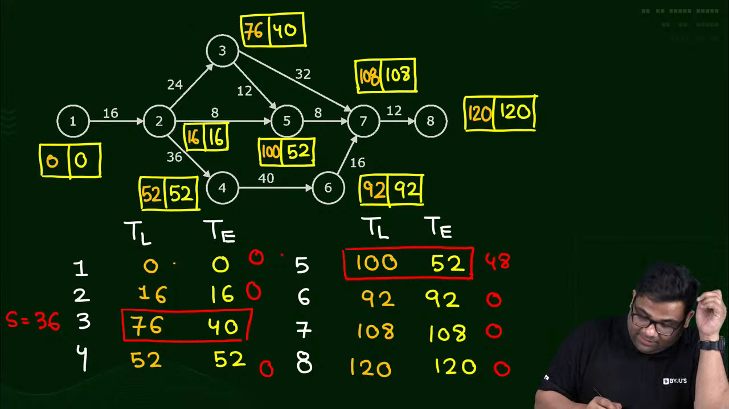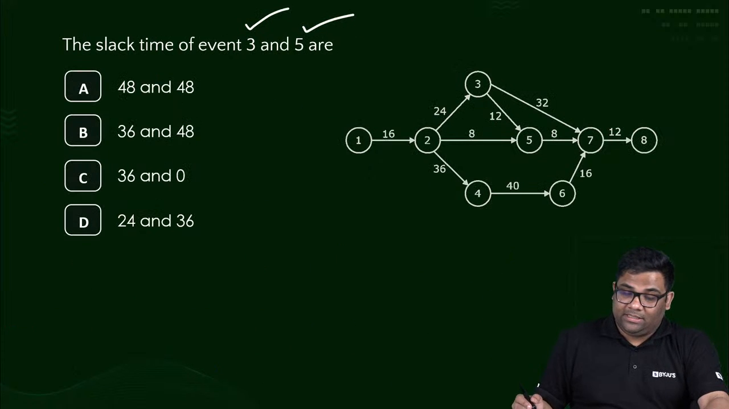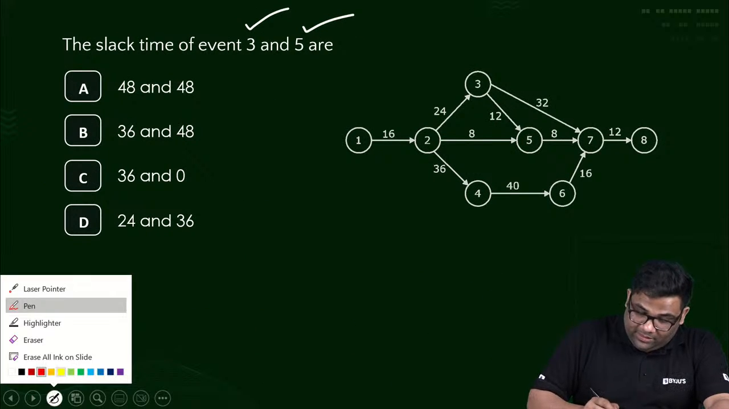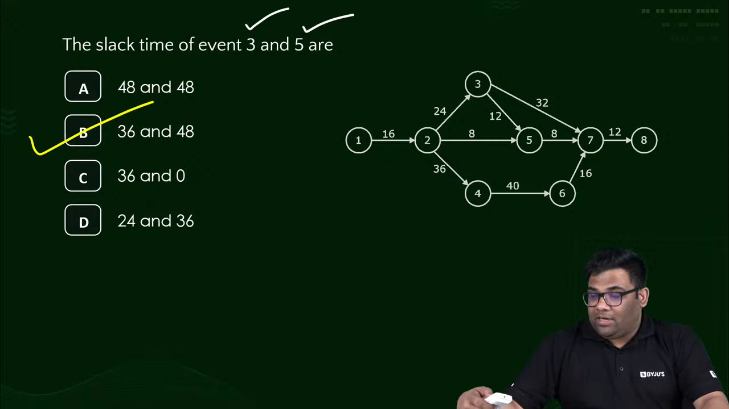So you can see others have slack time 0, but this has slack time of 36 and this has slack time of 48. That was the question, ladies and gentlemen, and the answer is, for third it is 36 and for fifth it is 48. Everybody got it? Any doubt in the question?